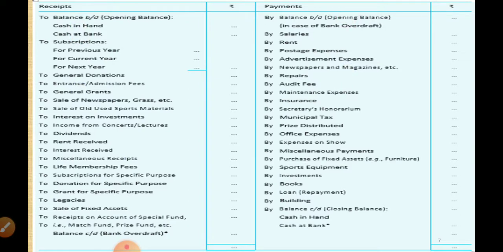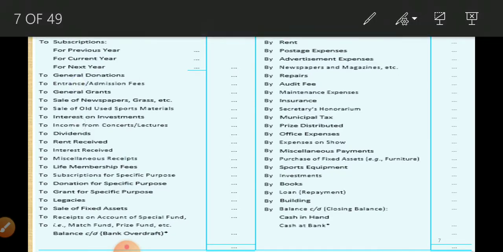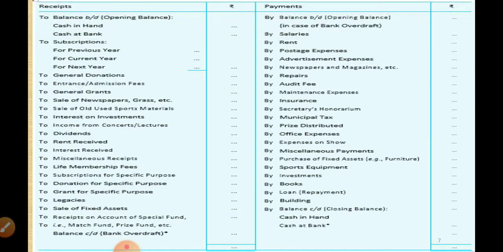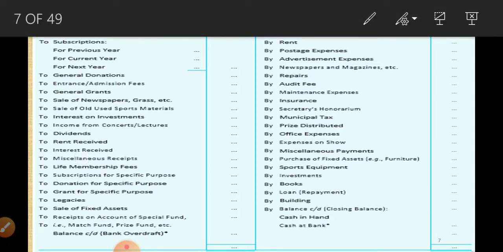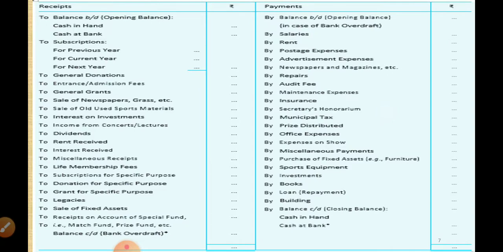So whenever there is inflow of cash, when cash is coming inside by way of income from any source, if cash or through bank, if money is coming into the firm, it will appear on the debit side or receipt side. Any type of payment, irrespective of capital or revenue in nature, it will appear on the payment side. Okay, so income of cash, receipt side, and outflow of cash, payment side.